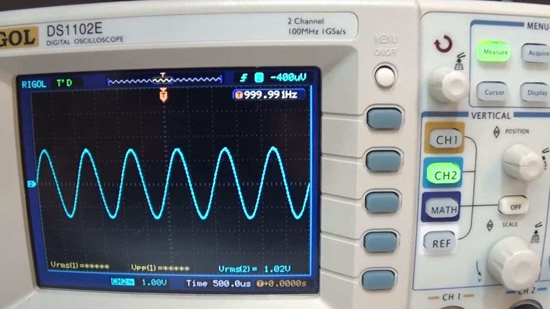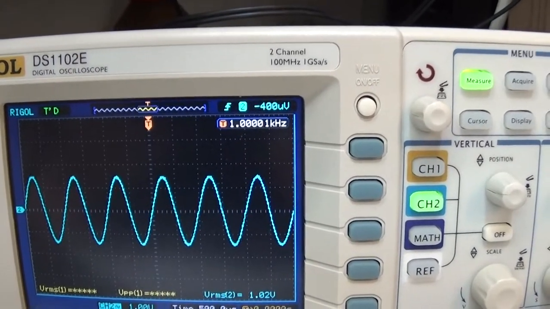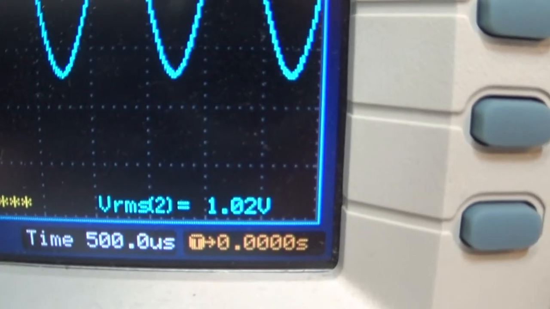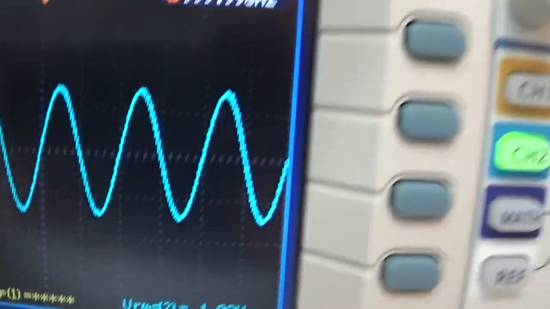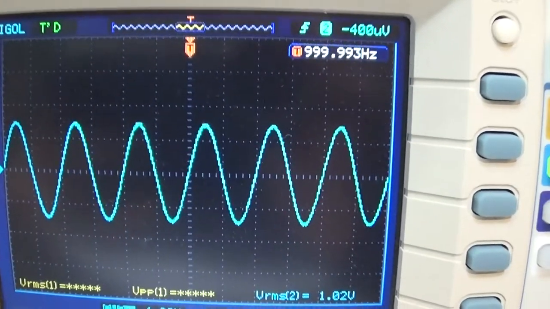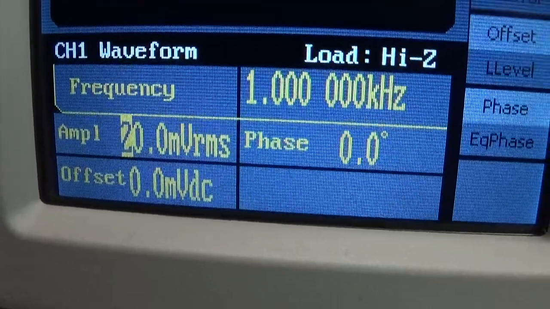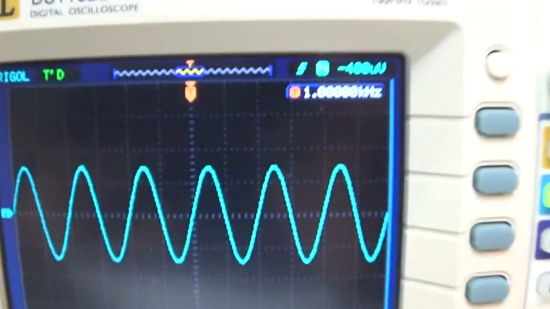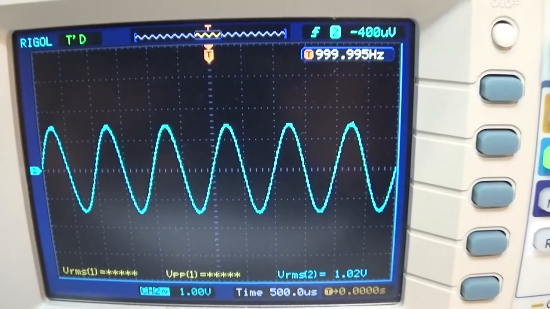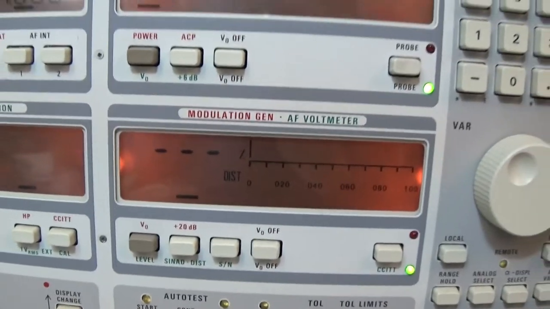Okay, let's come back to our output signal. That is what we have at pin 1. You see our output level is right now 1.02 volt. That is really a strong audio signal already. My input signal has been set right now to 20 millivolt RMS. As you can see, the signal itself, the sine, still looks very nice. Let's measure the distortion level again with our 1 volt output signal.